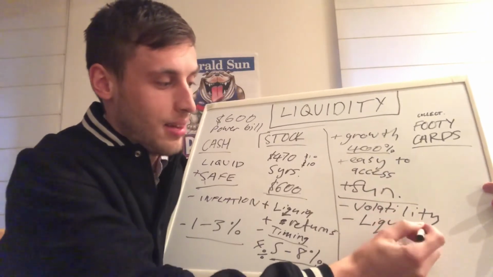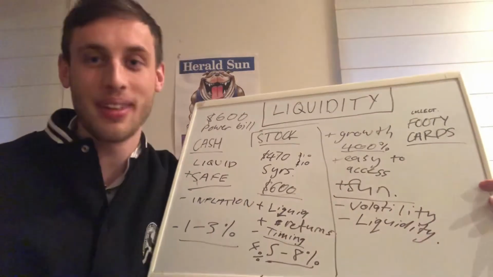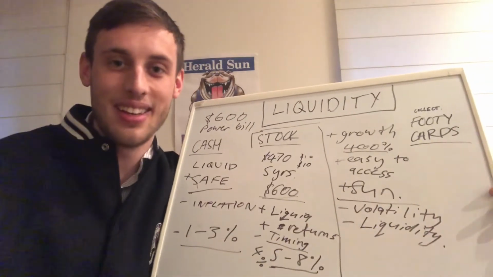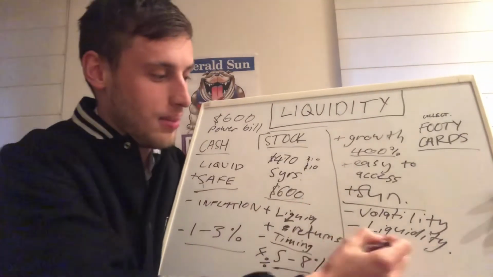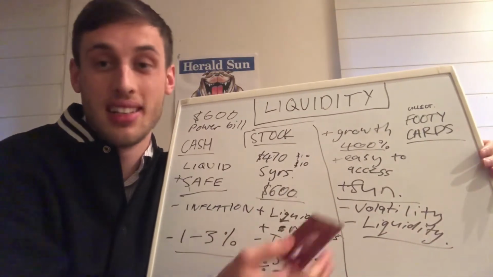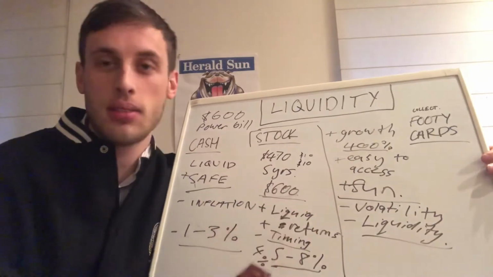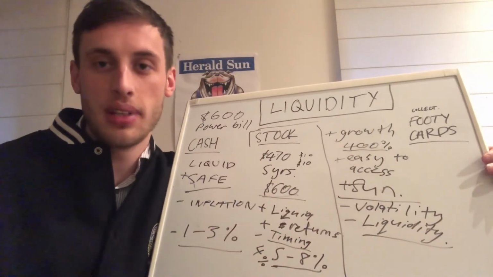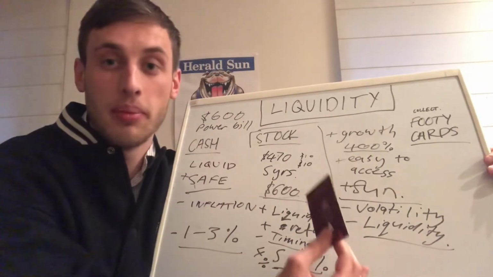And this is kind of where the whole video was leading. It probably took 15 minutes to get here. It's a bit embarrassing, but liquidity, here it is. So I've got a bit of an example just to explain this and the difference. Well, footy cards, we all know they're very volatile. They can go up and down a lot. But the biggest problem is liquidity.